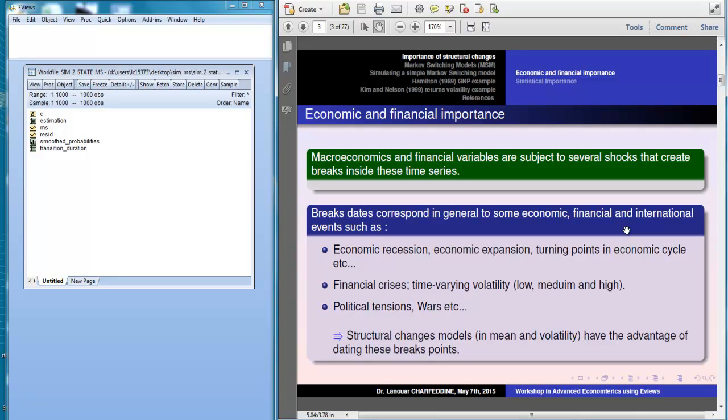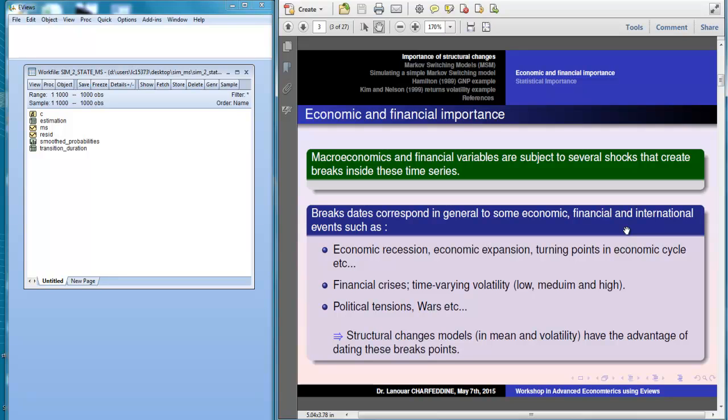Concerning the dates of breaks, in general these dates correspond to some economic, financial and international events such as economic recession, economic expansion, turning points in the economic cycle, etc. Also, these dates of breaks can correspond to financial crises, and sometimes we need to estimate this break before dividing our sample or period into periods before and after a crisis, or before, during, and after a crisis.